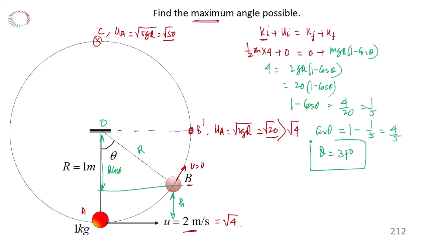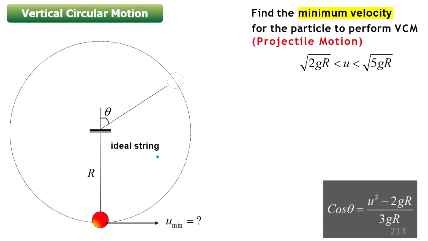So we calculated that up to a 37 degree angle the particle can move. Why? Because at a 37 degree angle, it will reach point B where the velocity becomes 0. That means it cannot move further. Now we know two different conditions. One is root 5gR: if I project the particle with root 5gR, it will go up to this. If you throw the particle with root 2gR, it will go up to that.